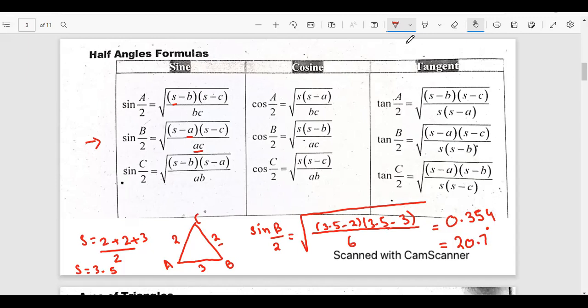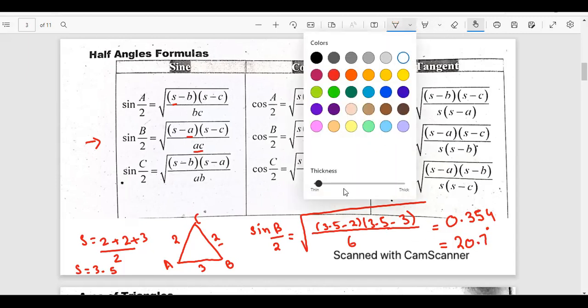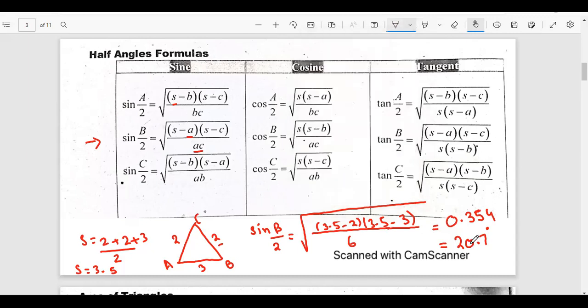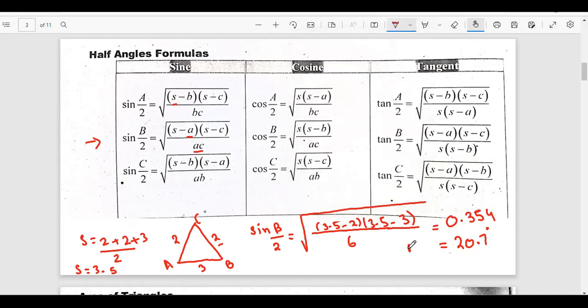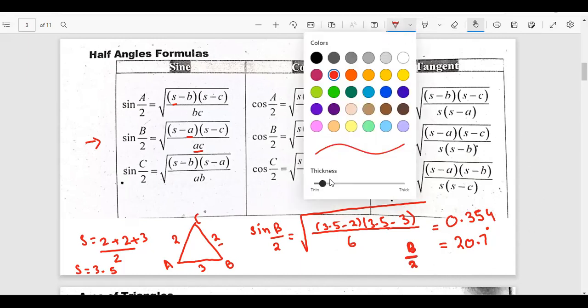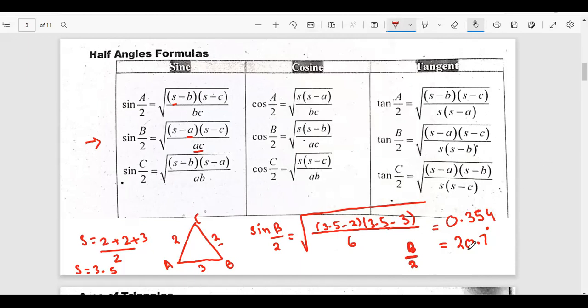Now you will do sine inverse of this value, and it is going to be 20.7 degrees. This is for B by 2. So B over 2 has turned out to be 20.7. What would be the value for B? It would be 2 multiplied by 20.7. So B is going to be 41.4.